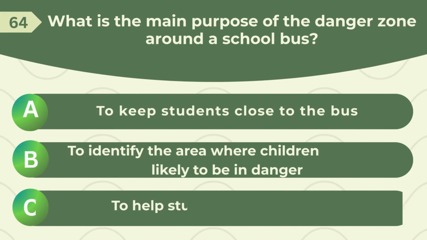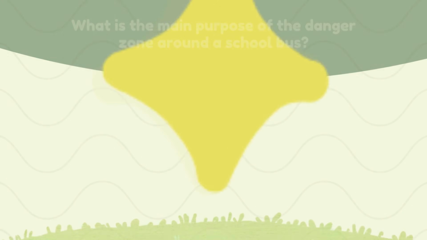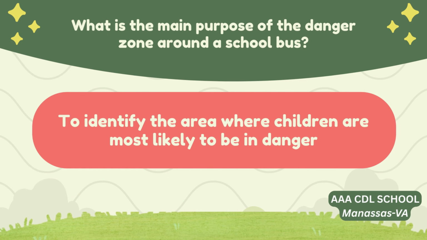What is the main purpose of the danger zone around a school bus? A. To keep students close to the bus. B. To identify the area where children are most likely to be in danger. C. To help students find their seats. Correct answer: To identify the area where children are most likely to be in danger.